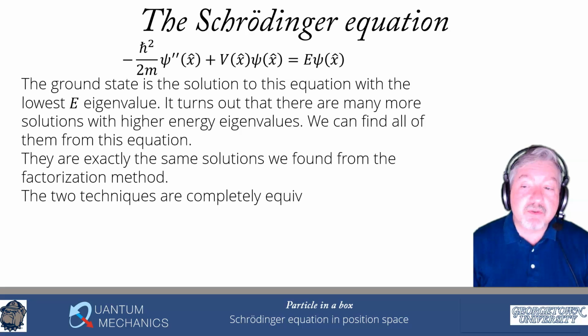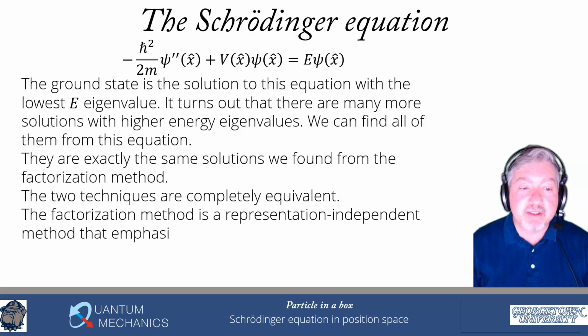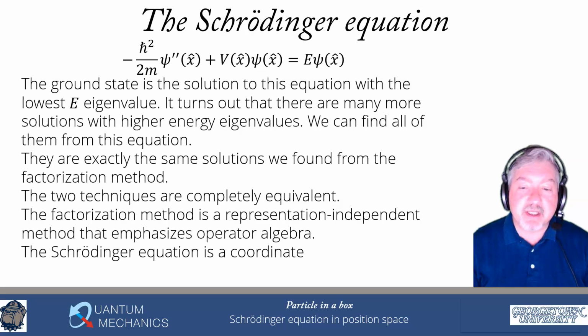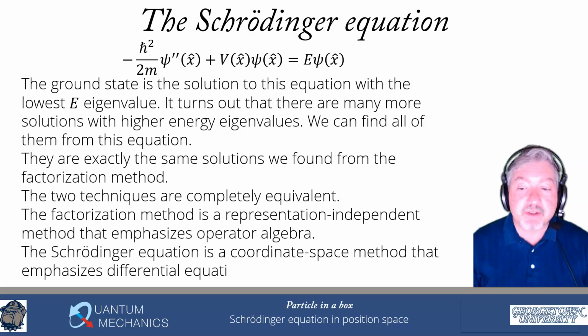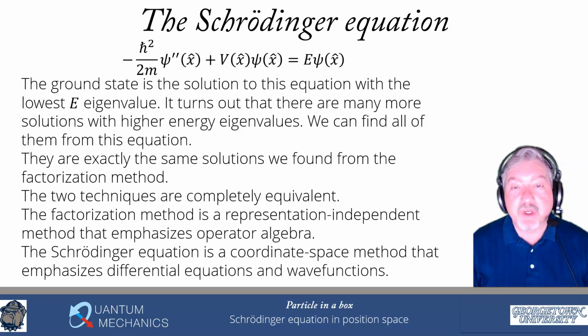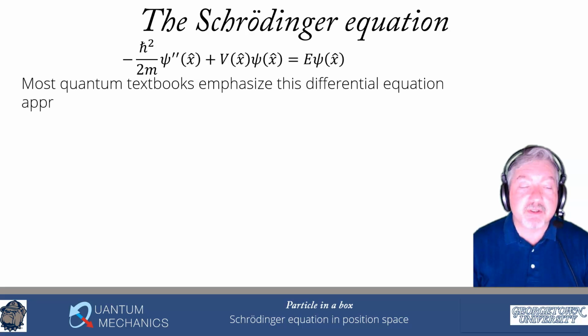So this means that the two techniques are completely equivalent to one another. The factorization method is a representation-independent method that emphasizes the operator algebra, while the Schrodinger equation method is a coordinate space method because we're looking at the wave functions in position space, and it emphasizes differential equations and wave functions. Now, most quantum textbooks emphasize this differential equation approach.